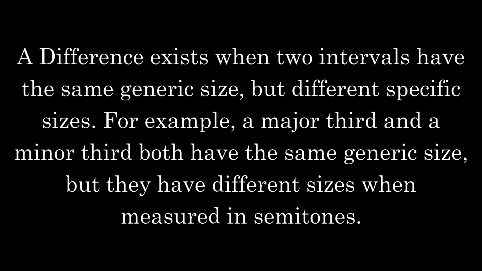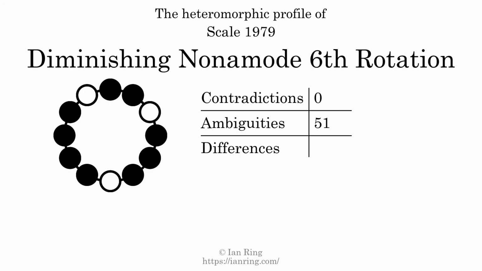A difference exists when two intervals have the same generic size, but different specific sizes. For example, a major third and a minor third both have the same generic size, but they have different sizes when measured in semitones. The number of differences in this scale is 138.